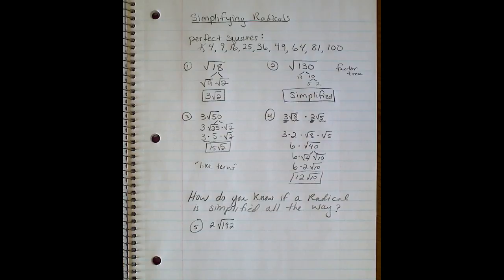Alright, our last question for this video is, how do you know if a radical is simplified all the way? The way we're going to be able to tell is once we get down to the point where our radicand, the number underneath the radical, has no perfect square factors. The examples we've done so far weren't so bad, but if you get into really large numbers, for example, 2 times the square root of 192, then it might be more difficult to figure out what perfect squares go into a larger number.